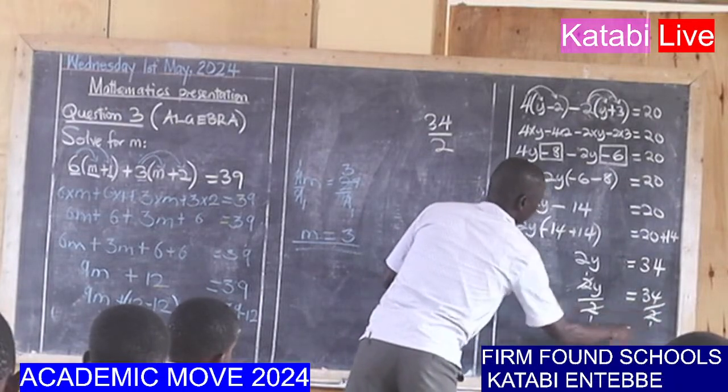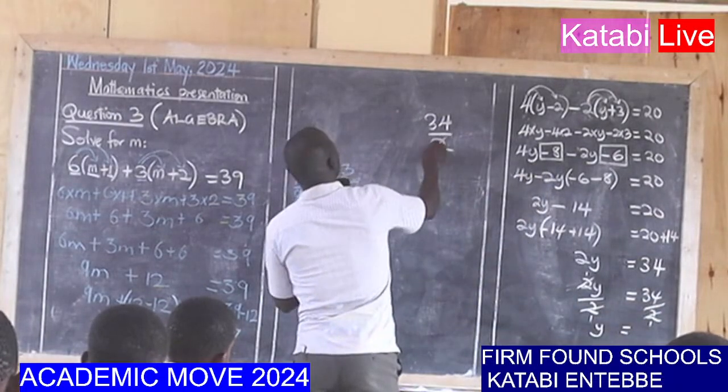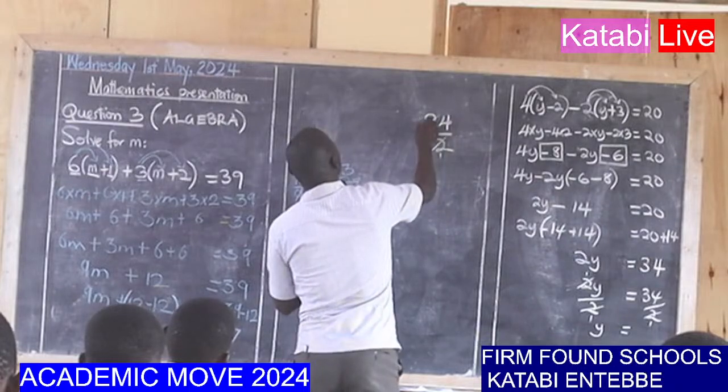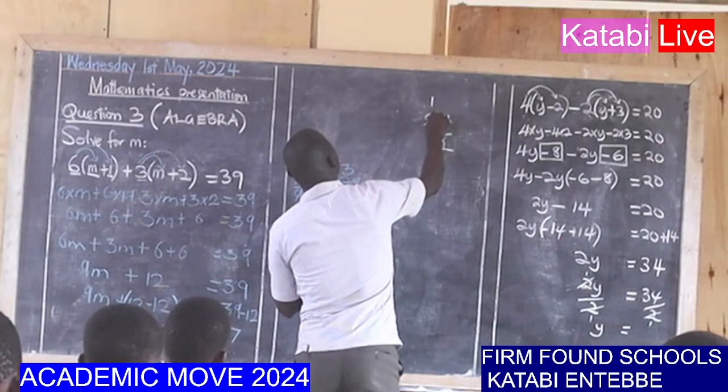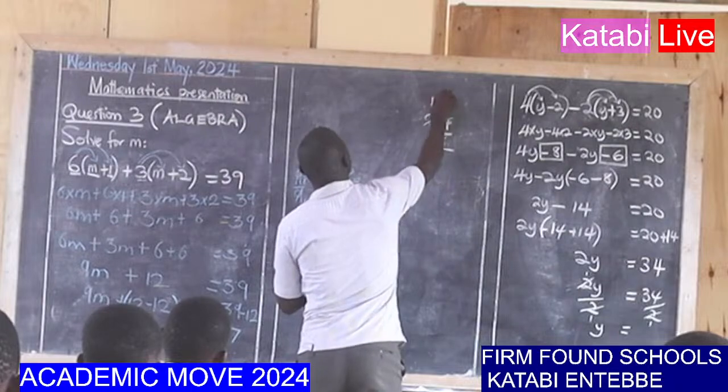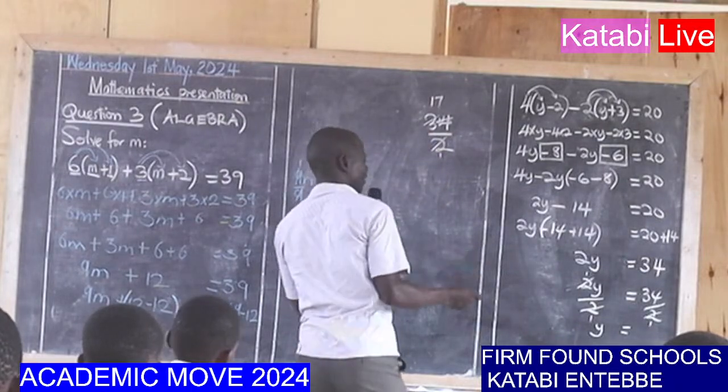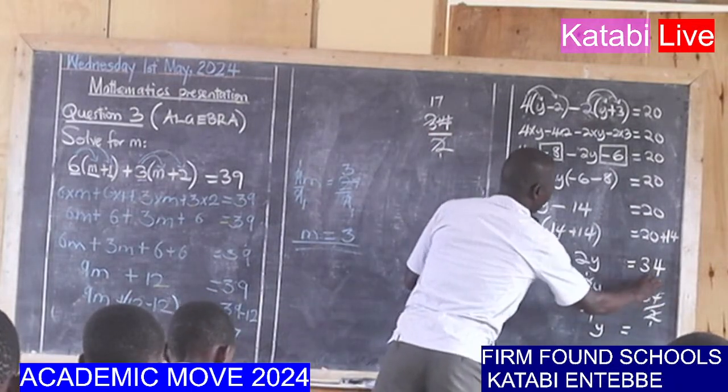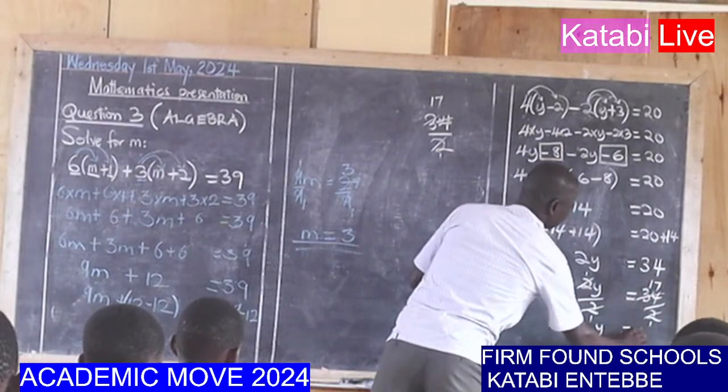Now come here. 2 goes into 3? 1 remainder. 2 goes into 14? No remainder. Okay. So 2 goes here how many times? 17 times.